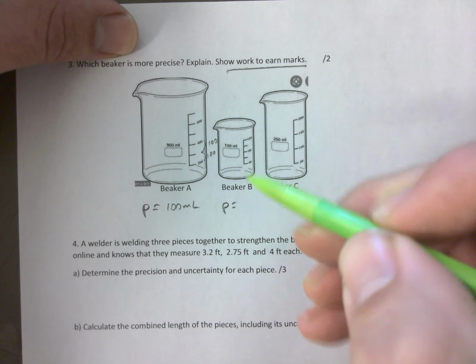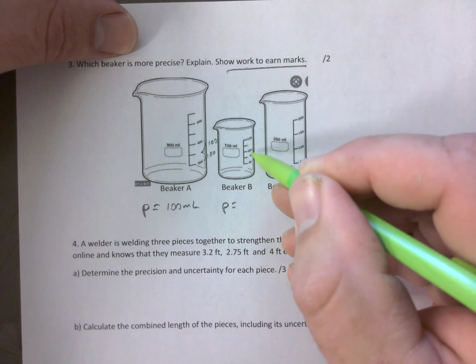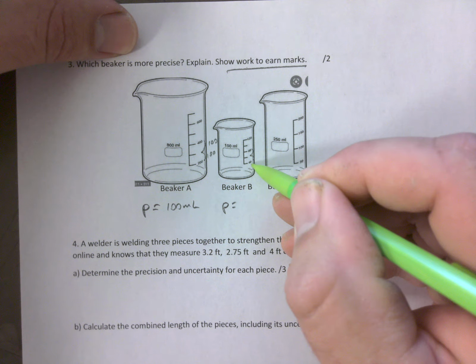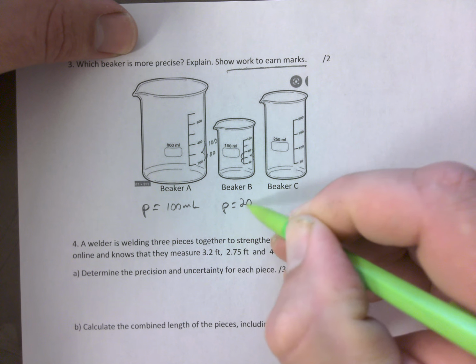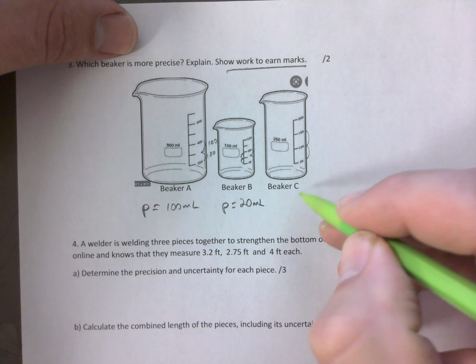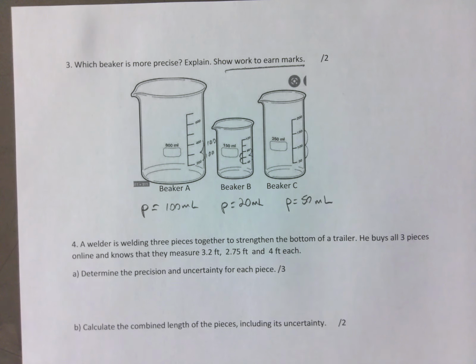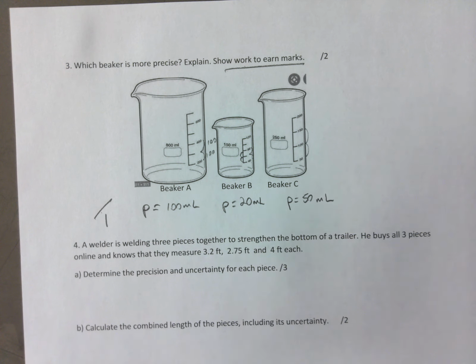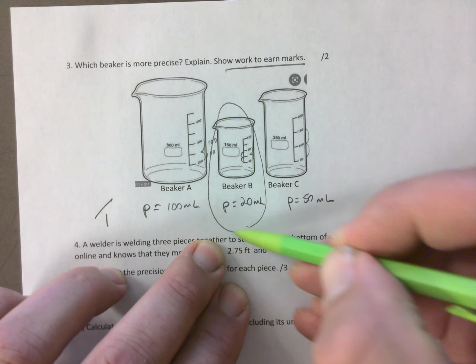The precision here, oh, that was hard to see, wasn't it? This goes up by 20, right? If you go 80 minus 40, that's 40, divided by 2, that's 20. So 20 mLs. This one you can clearly tell from marking to marking, it's just 50. If you have that, I give you 1 mark already, if you have figured out the precision for each. And I'll give you another mark for saying that this is more precise, okay?